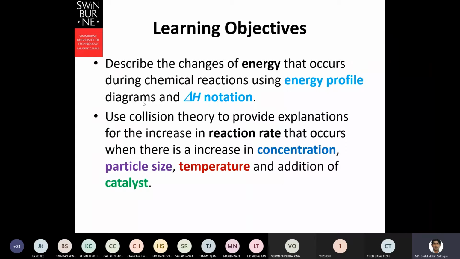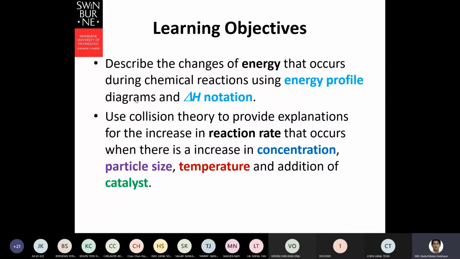Okay, so let's see our objectives. What we want to learn here is to describe the changes of energy that occur during a chemical reaction using an energy profile diagram and del H notation. So there are two things we will be learning: how to draw an energy profile diagram for a reaction that is happening, and what information the energy profile is giving us by means of del H.